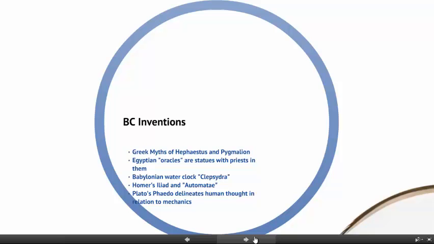Even in Homer's Iliad, he mentions a thing called automatae, which are devices that would do things for them. And in Plato's Phaedo, he talks about human thought in relation to mechanics. So once again, taking human thought and applying it to a physical object and having it do things for us. So Homer talks about wanting to have these things that would do work for us. Plato says, hey, what could happen if we applied human thought to mechanical devices? Wouldn't that be nice? Wouldn't that make life a lot easier?